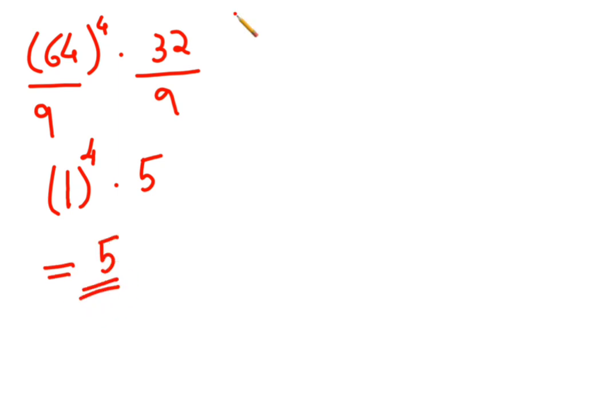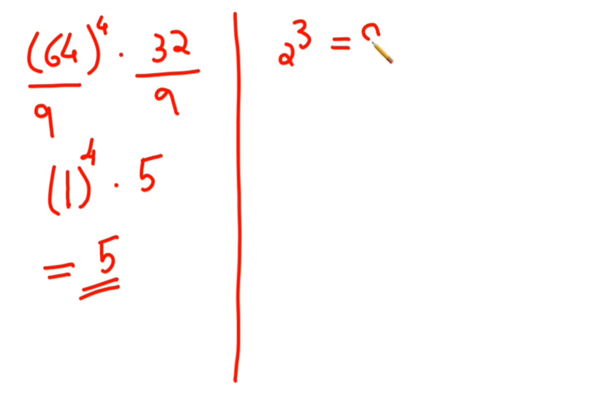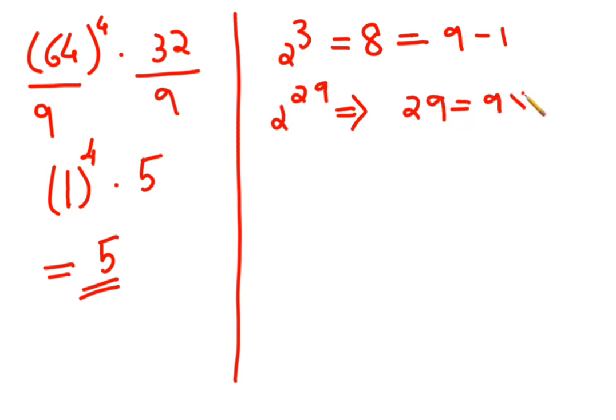Now let's try and see what happens if we had taken 2 raised to 3. Okay, because 2 raised to 3 is 8, which also can be written in terms of 9 minus 1. Okay, so now we had the power of 2 raised to 29. So let's write it in terms of powers of 3. So 29 can be written as 9 multiplied by 3 plus 2.